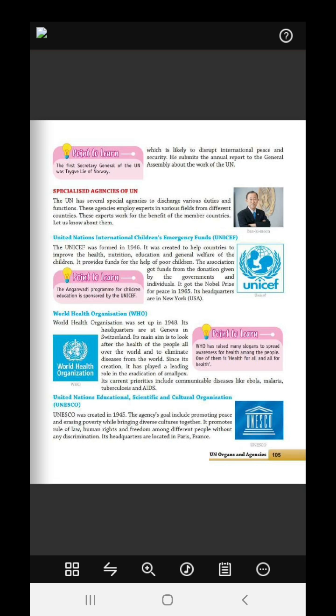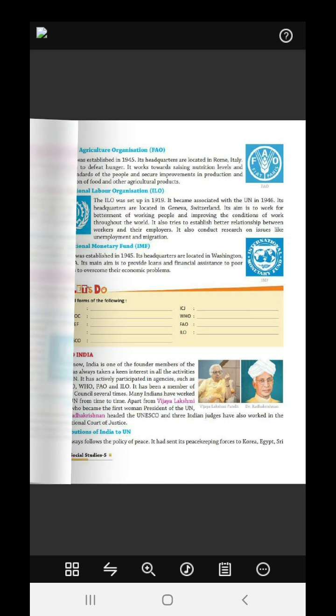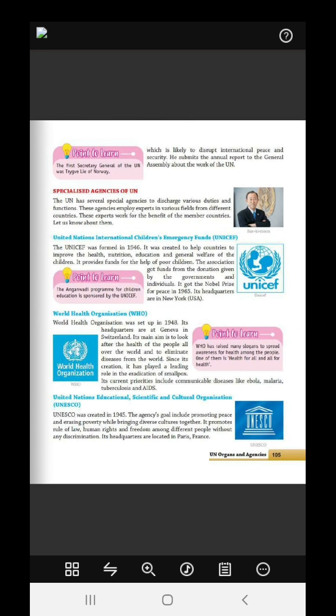These agencies employ experts in various fields, from different countries. These experts work for the benefit of the member countries. Now let us know about them. The UNICEF, WHO, UNESCO, FAO, ILO and IMF. So let's know about them. Little paragraphs we have. The UNICEF was formed in 1946.